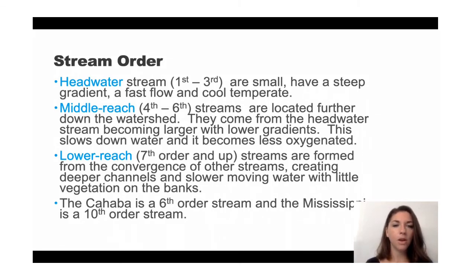So now that you have a better idea of this, you can start to see how those stream orders will impact the types of aquatic creatures that can live and survive there, and how the vegetation might also differ depending upon where it is in the watershed. The Cahaba is a 6th order stream and the Mississippi is a 10th order stream, just to give you a little context.